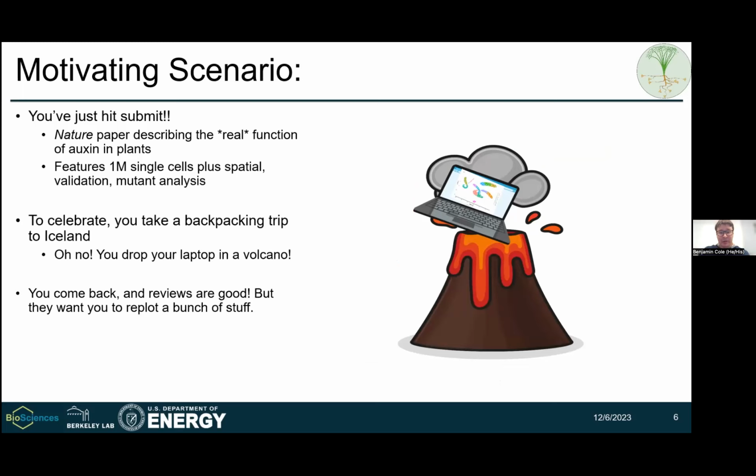And so the question is, you come back and reviews are good. They just want you to tidy up a few plots and maybe produce a few more. But how prepared are you to recreate your own analysis? I think that's the baseline level of how much data and metadata you have in a resource that you can go back to and access and then recreate all the things that you did.